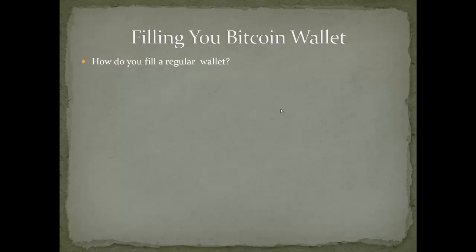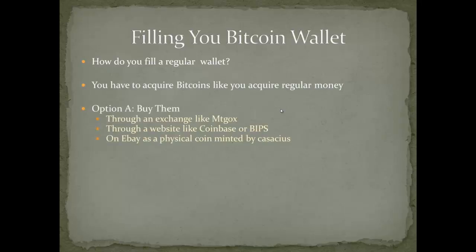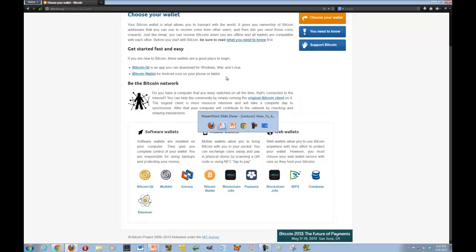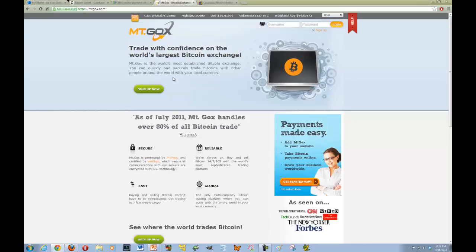Bitcoin, as it being money, you don't get it for free, or else it would be some sort of bizarre scam. So there's a couple of ways to acquire Bitcoins. Option A is you buy them, and you buy them through an exchange like Mt. Gox. Mt. Gox was engineered from the ground up to be just like any other currency exchange. And right now, Mt. Gox is selling Bitcoins for $75.